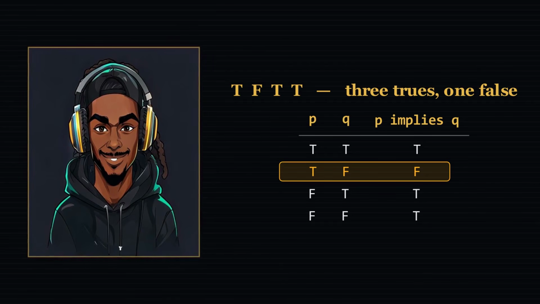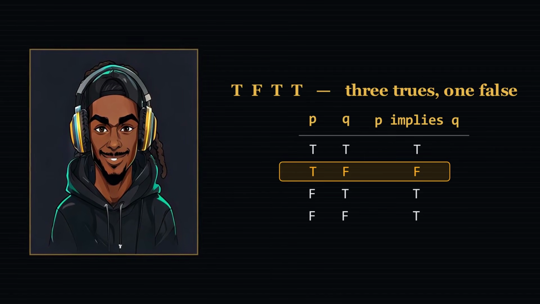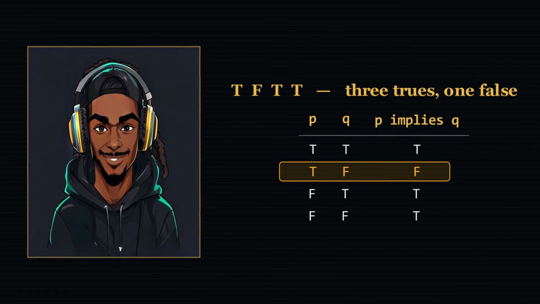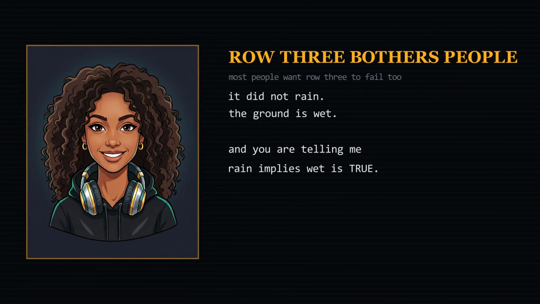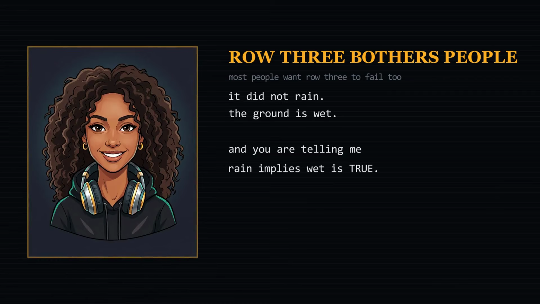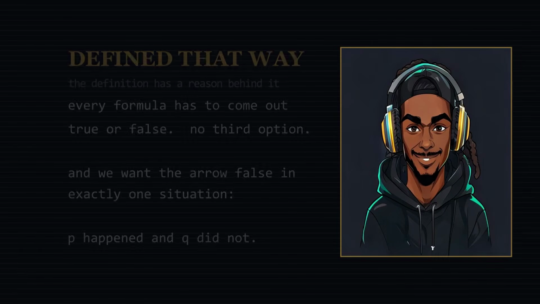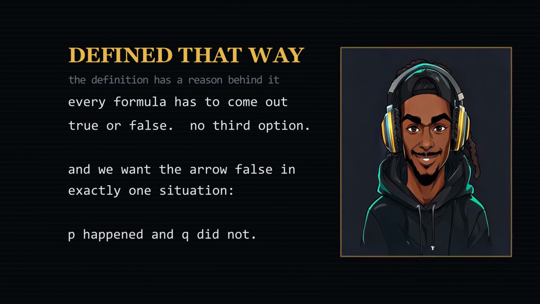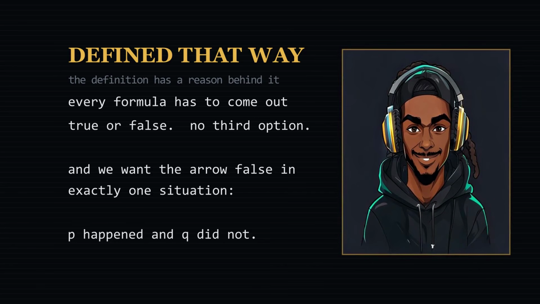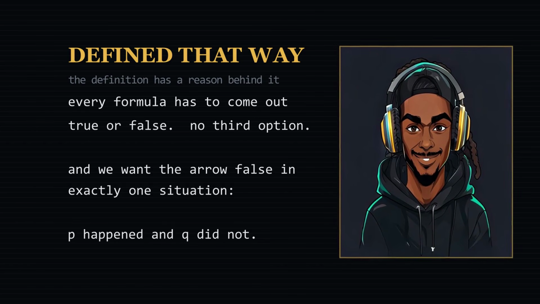Most people guess 2 falses because they want row 3 to fail too. Sit with why it does not, because that is the row that makes a green check mark dangerous. Row 3 bothers people. It did not rain, the ground is wet, and you are telling me rain implies wet is true. I am, and the textbook is honest about it. The table is the way it is because it was defined that way, but there is a reason behind the definition. Every formula in this system has to come out true or false, no third option. And we want the arrow to be false in exactly one situation.